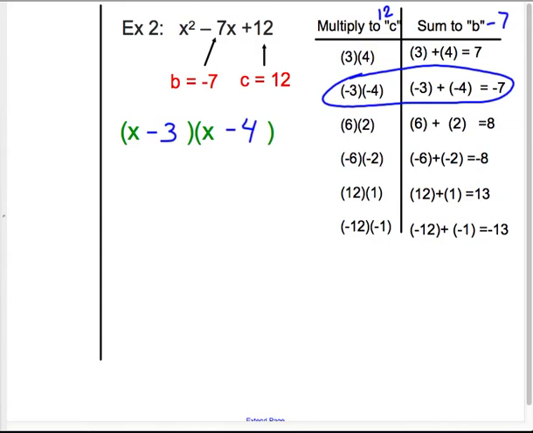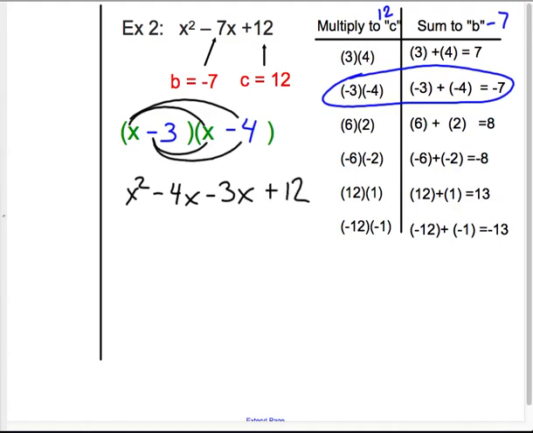What's really nice about factoring is that you always have an automatic check. You should never get the wrong answer when you're factoring. So how do we check? We distribute. X times x is x squared. X times negative 4 is negative 4x. Negative 3 times x is negative 3x. And negative 3 times negative 4 is positive 12. And again, combining our like terms, we end up with x squared minus 7x plus 12, which is the trinomial we started with. So we have that factored correctly.